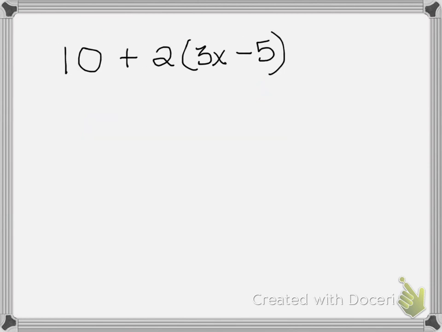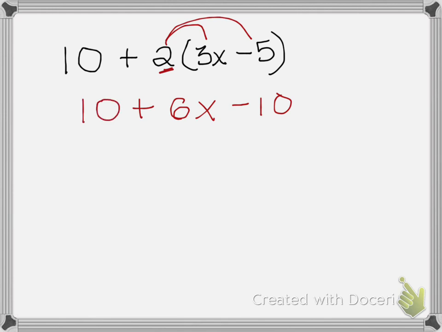Let's look at another example. As you can see, it says 10 plus 2 times 3x minus 5. The only number that's exactly right in front of the parentheses is the 2, not the 10. So I'm going to distribute the 2 to everything inside the parentheses. 2 times 3x will give me 6x. 2 times negative 5, take the sign in front of the number, will give me negative 10. And then I'll bring down my plus sign and my 10.